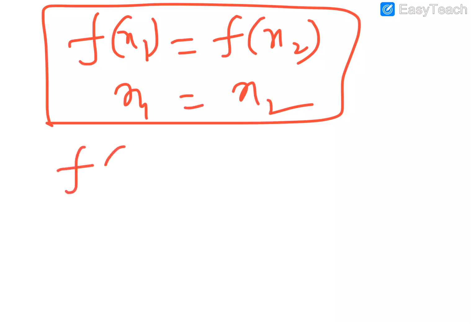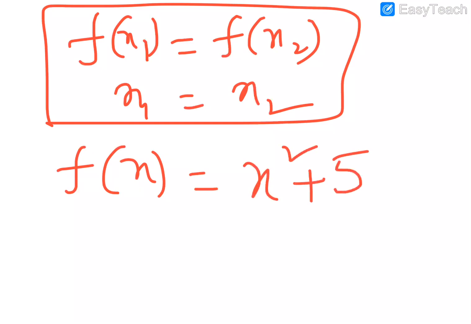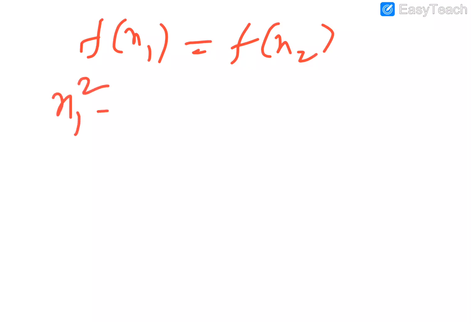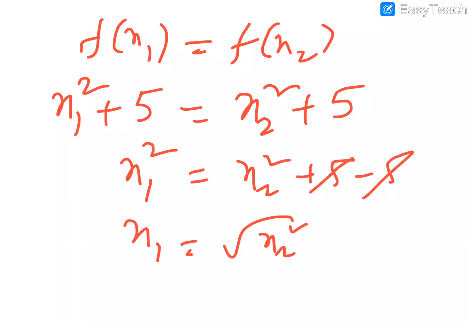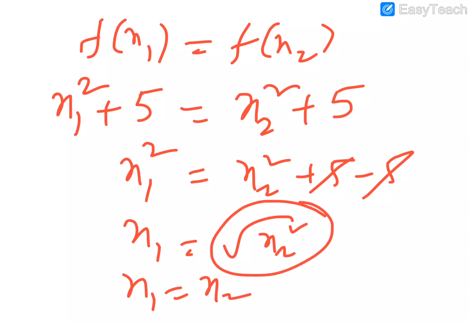Let us take functions with even powers, that is x square or x power 4 or something like that. f(x) = x² + 5. Let's do the process once. f(x1) = f(x2). So x1 becomes x1² + 5, x2 becomes x2² + 5. Now the plus 5, if it is transposed to the other side, becomes negative 5. So both get cancelled. So x1² = x2², and x1 is equal to the square root of x2 whole square. You might be thinking x1 = x2, so it is 1-1. But here, what is the output of this function? x1 may be equal to plus x2 or x1 may be equal to minus x2.